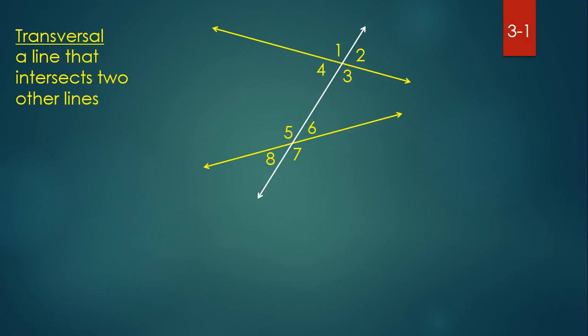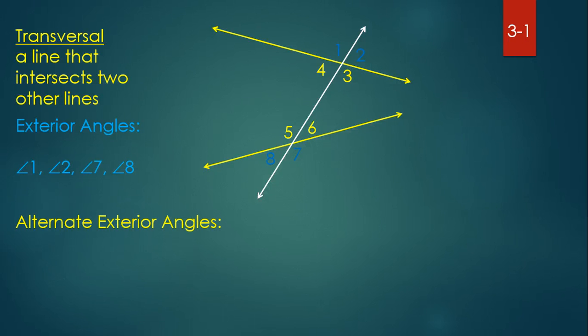We also have some exterior angles. Exterior angles are outside of these two lines that are cut by the transversal. So in this case, that would be angle 1, angle 2, angle 7, and angle 8. We can also name the alternate exterior angles. They are exterior angles that are on opposite sides of the transversal. So in this case, angle 1 and angle 7 are alternate exterior angles, and angle 2 and angle 8 are alternate exterior angles. Notice that they come in pairs as well.